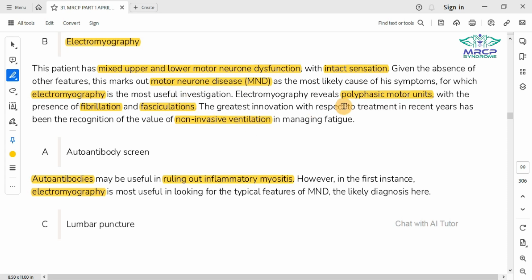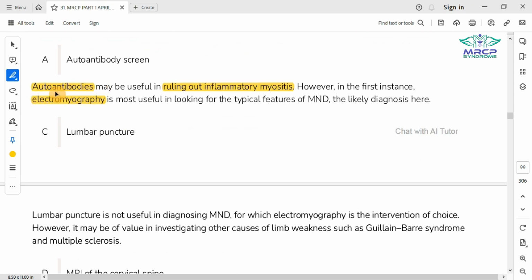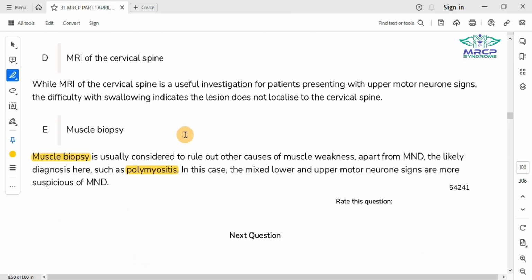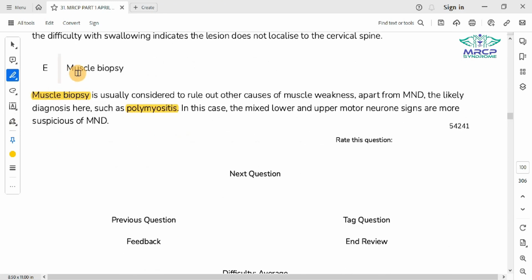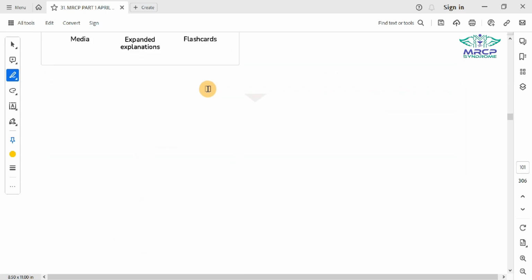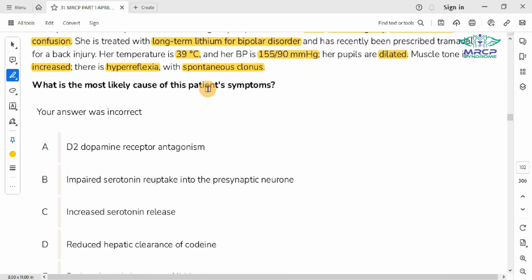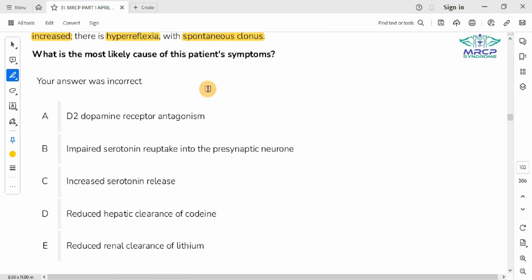The greatest innovation with respect to treatment in recent years has been the recognition of the value of NIV in managing the fatigue. An autoantibody profile is for ruling out inflammatory myositis like polymyositis, and especially the muscle biopsy is the definitive investigation of choice in case of polymyositis.